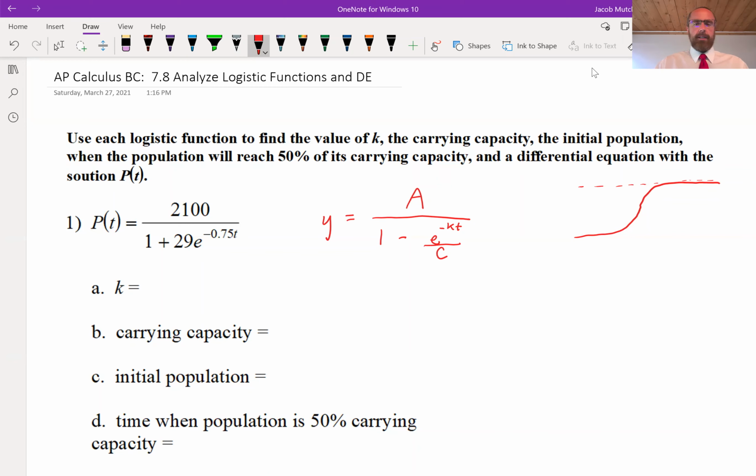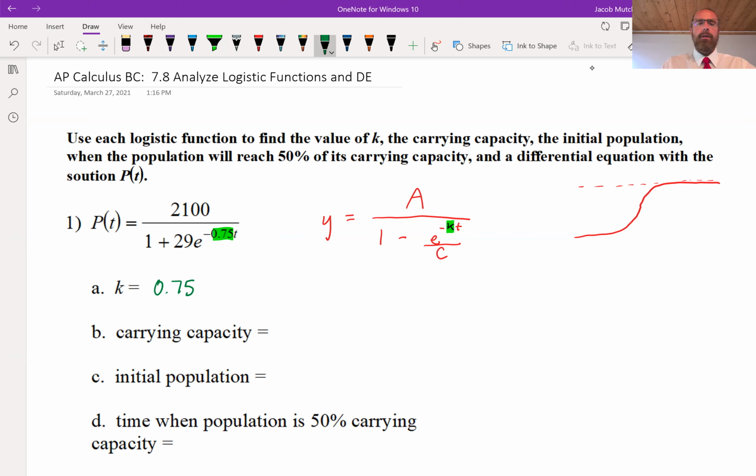I want to start by comparing some items between the P of t that we've got and the template here. To find my k value, I just want to locate it in the template. It is the power on e. Notice in the template, I've got a negative. So if I match the k up with my actual function, I'm not going to highlight the negative, because the k value has to be positive. It's a positive growth rate. That pretty much immediately gives me the k value. So it's 3/4, 0.75.